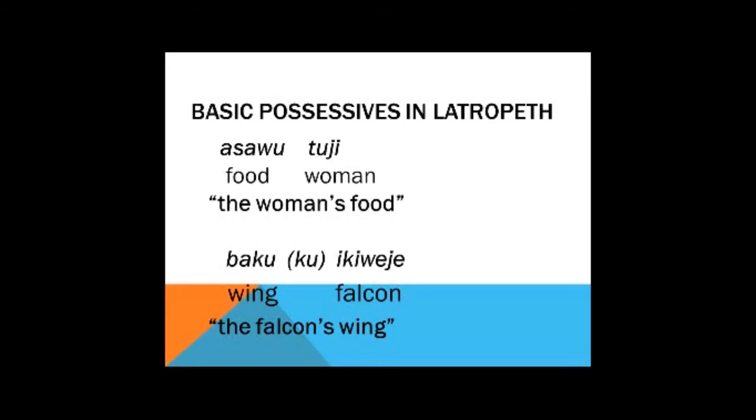So asawotoyi, the woman's food. And in the second example, baku kuiki weye, wing, I've incorporated the preposition ku prior to the noun representing the possessor, as that preposition is often incorporated in these expressions.